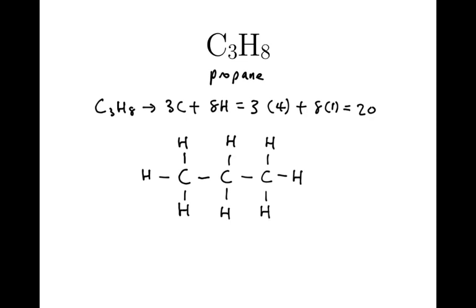We see that all 3 carbons have 4 octets, and if we count the number of bonds, there's 10 total bonds, and 10 times 2 is 20, which matches up with the total number of valence electrons given by the molecular formula. So we're finished.